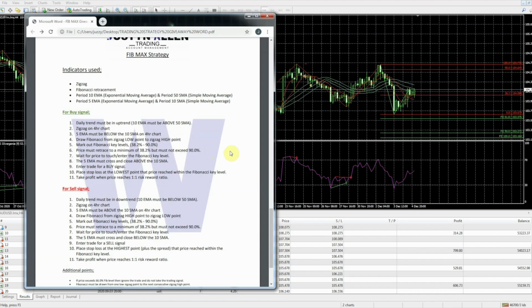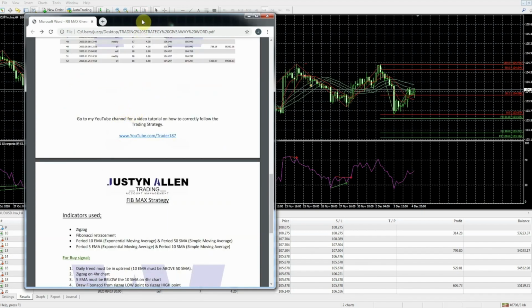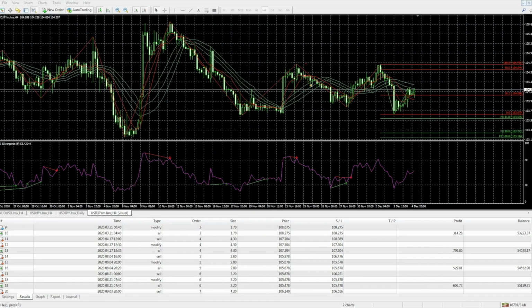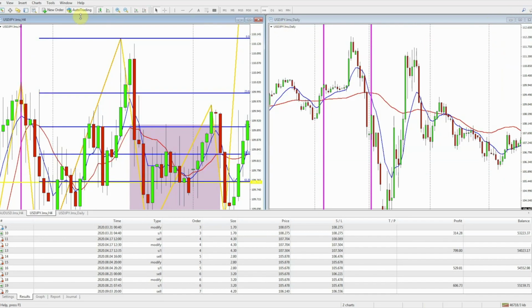Once you've got that there, follow the strategy from 1 to 11. Make sure that you follow everything and check to see if you entered the same trades as I did. If you did, then that means you're following the strategy correctly. If you didn't, then you should work on it. If you've got any other questions, just let me know and I'll make a video on it. Hope this video helps and gives you a clearer insight on how to follow a trading strategy.